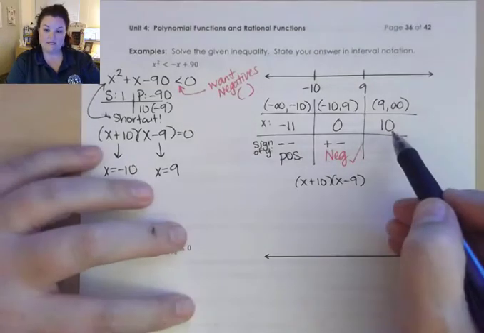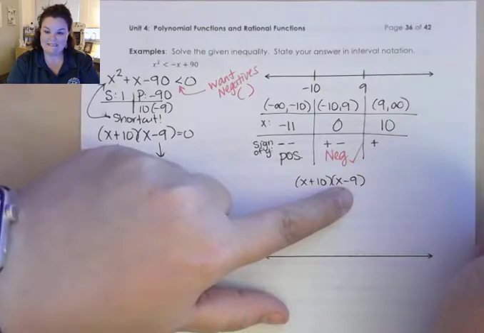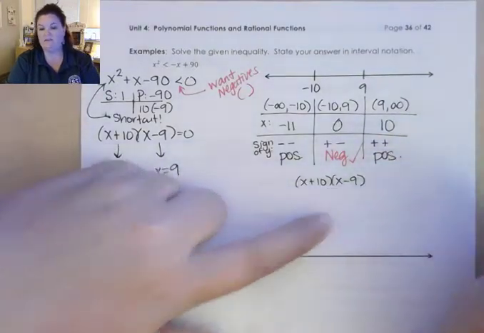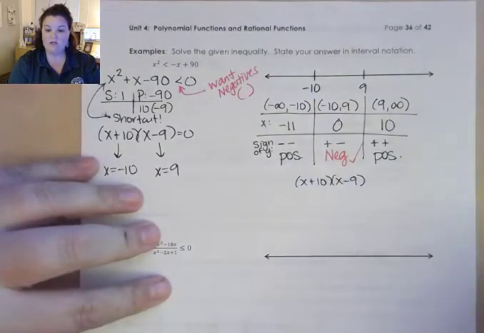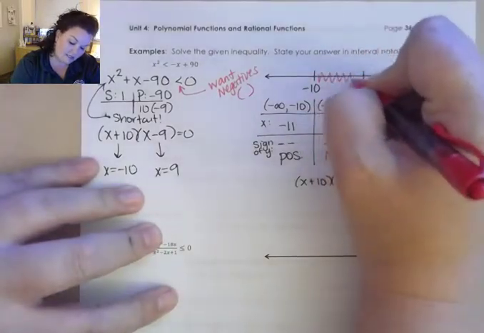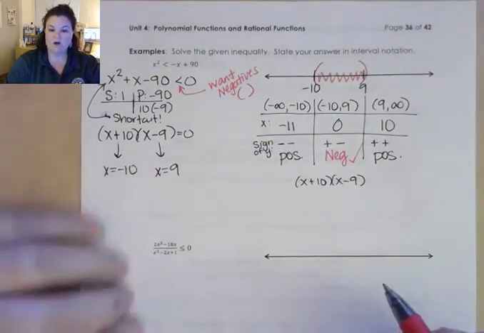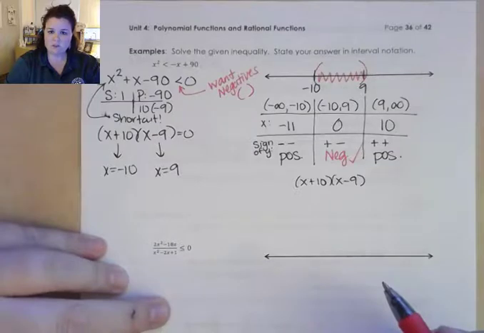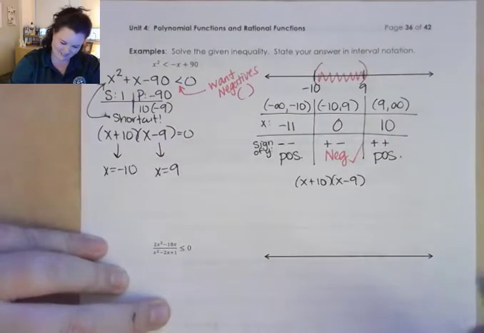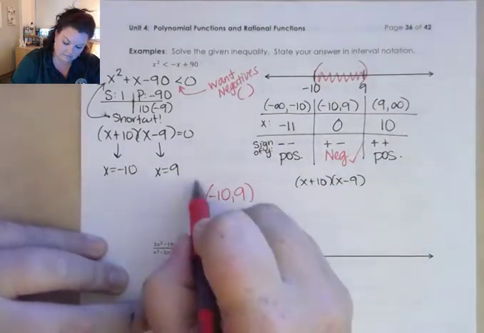And then we plug in a positive 10, 10 plus 10 is positive, 10 minus 9 is positive, and a positive times a positive is a positive interval. So the only solution interval we got was here between negative 10 and 9, and we're using parentheses. So our solution in interval notation would be from negative 10 to 9.